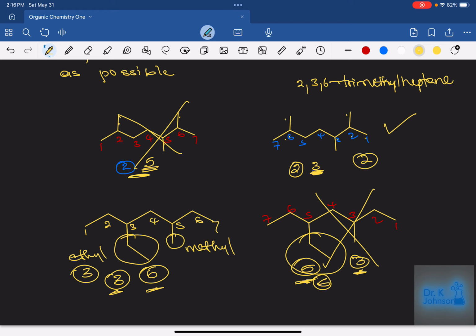So to name this, remember, you still list in alphabetical order. That is still the rule. Ethyl is lower, E is lower than M. So it's going to be 3-ethyl, 5-methyl, and of course you can always write your parent chain first. And this is basically how you name a branched alkane with 2 or more substituents. I've given you the possible scenarios. Key to naming: practice, practice, practice.